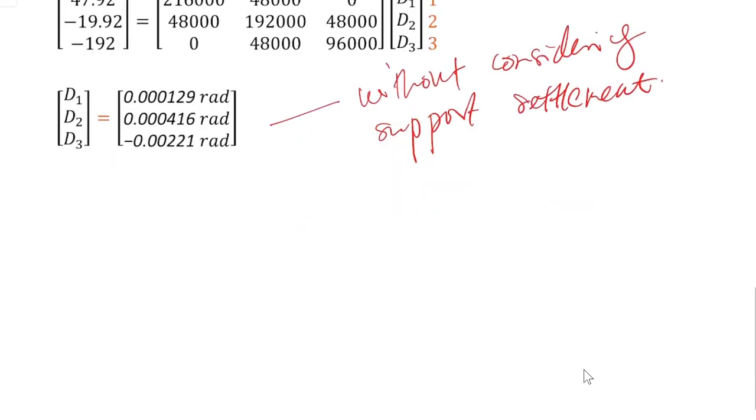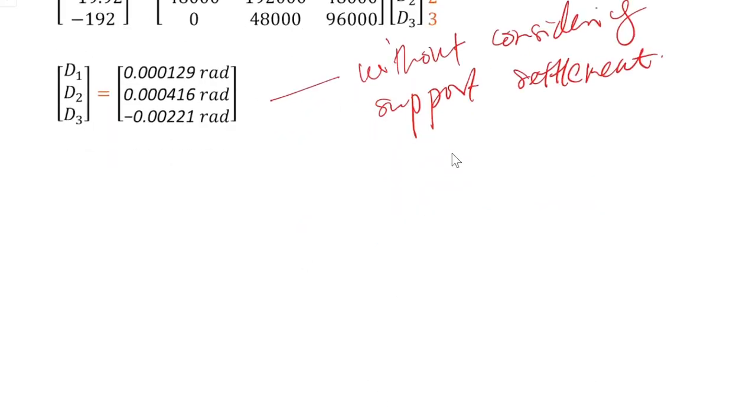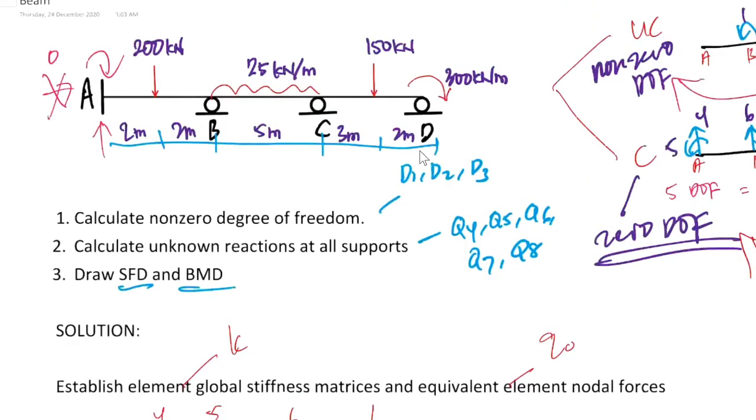Okay, so now we want to continue by considering support settlement. I want to look back at the question. So let's say support C has a support settlement. C has settled downward, of course settled downward by 20 mm. So now I want to show you how we consider the support settlement in the analysis.